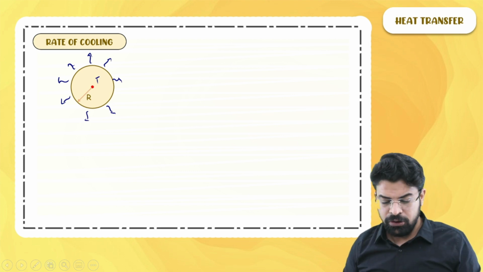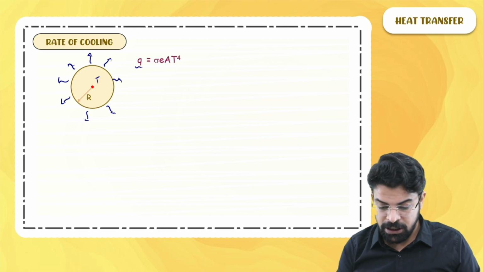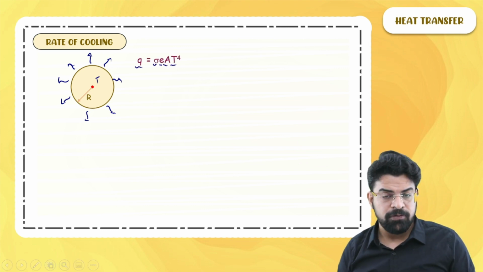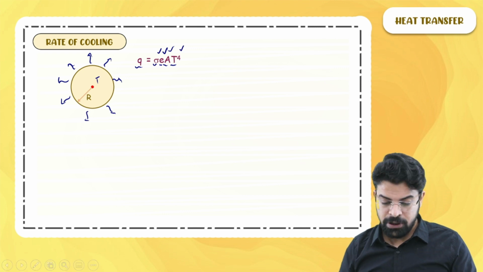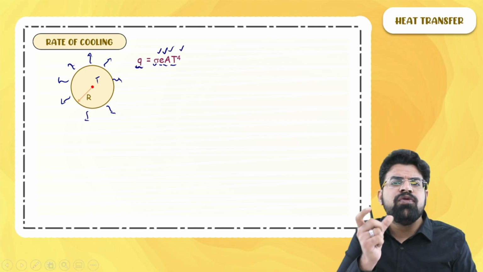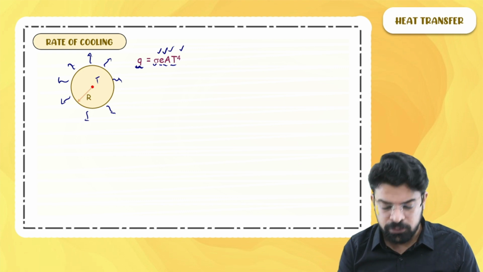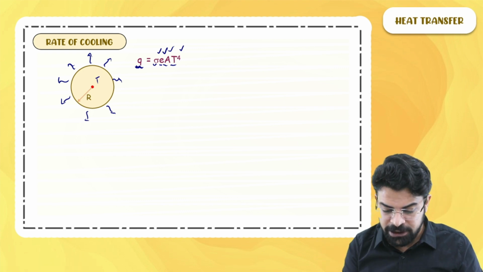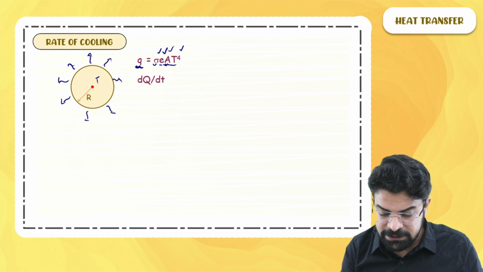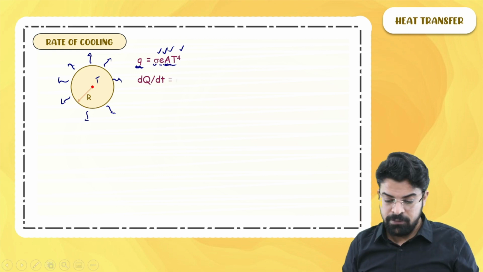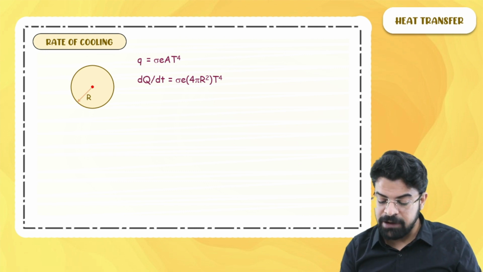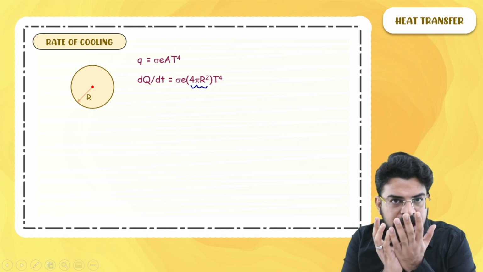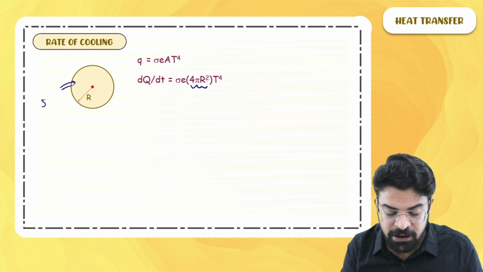You know that the heat radiated will be equal to sigma E A T raised to the power of 4. What is sigma? Stefan constant. What is E? Emissivity of this object. A, the surface area, into T raised to the power of 4. Now what is Q? The rate of flow of heat. So in place of Q, the thermal power, you can write dQ by dt. And in place of surface area, you can write 4 pi r square. So sigma E into 4 pi r square into T raised to the power of 4. Why did you write the surface area as 4 pi r square? Because I have specified this is a spherical object.